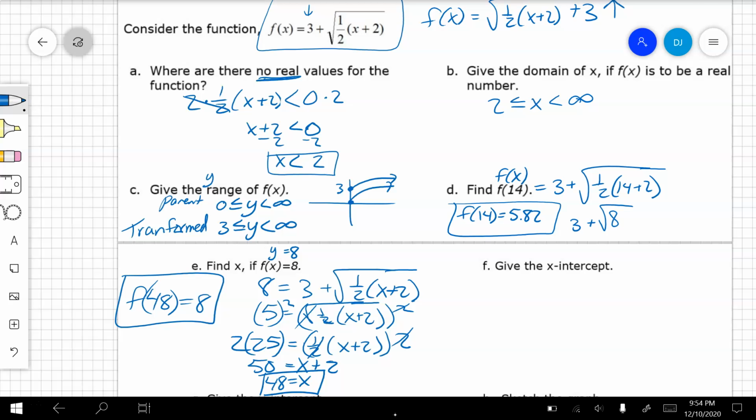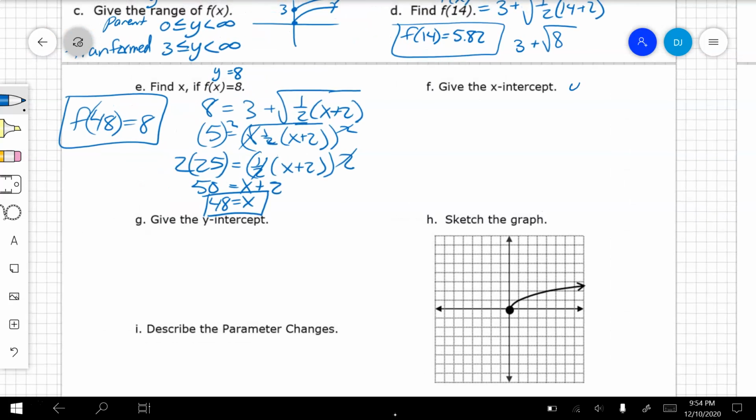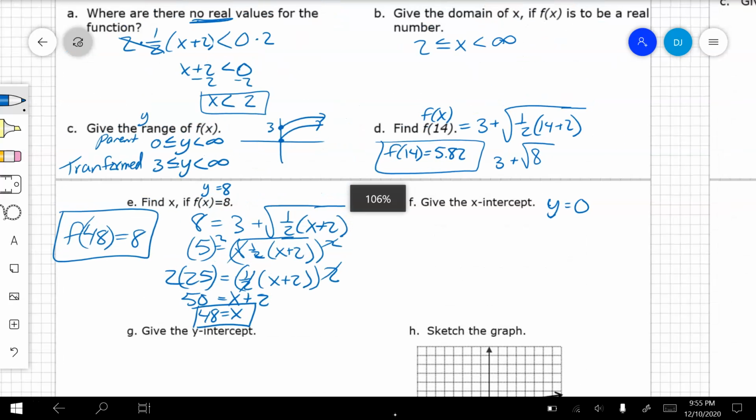All right, so let's go ahead and take a look at the x-intercept. If we're finding an x-intercept, that just means that it's going to cross the x-axis, and at any point on here that's on the x-axis, we have the x value, but our y value will always be 0. So when we're trying to find an x-intercept, we're going to substitute y equals 0 into our original formula to figure that out.